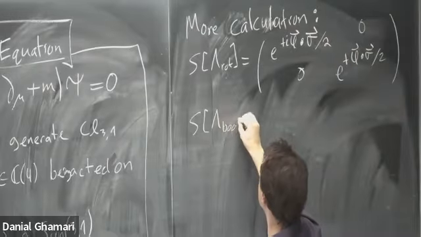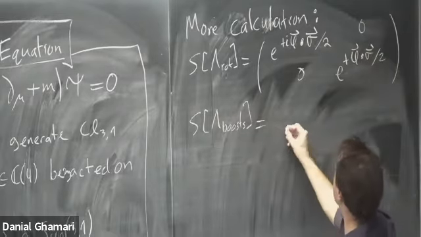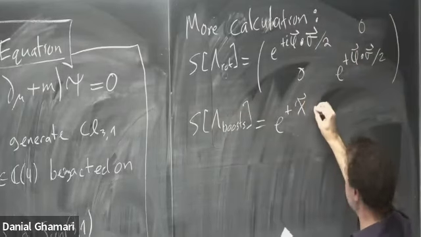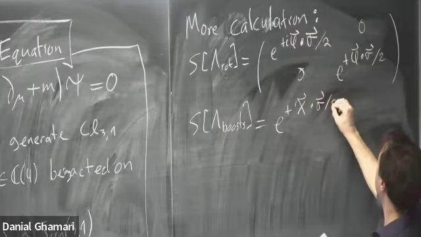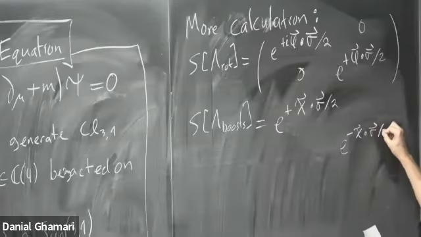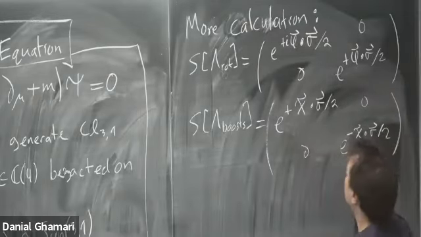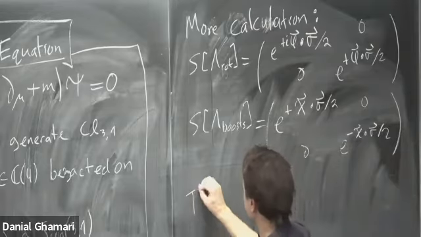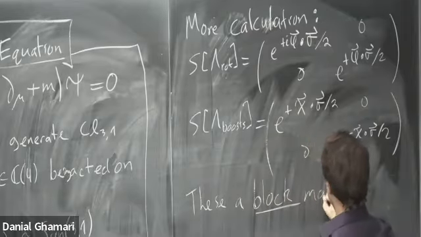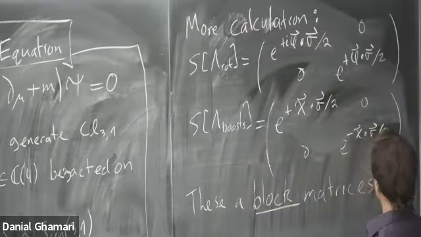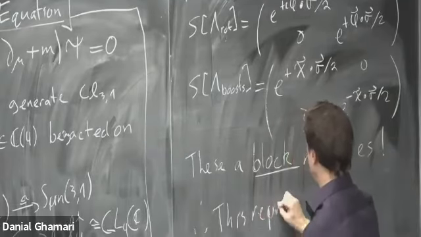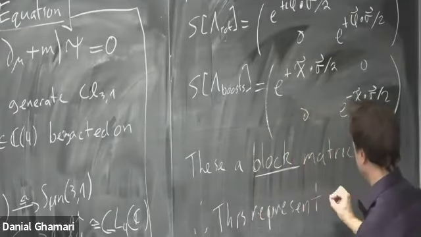Then you have boosts, for completion. These map to stuff that looks like this. We have a chi, which is kind of like a boost intensity vector, dotted with sigma, and then down here we have e to the minus chi dotted with sigma, over two. So notice that these are block matrices, and therefore this representation is reducible.